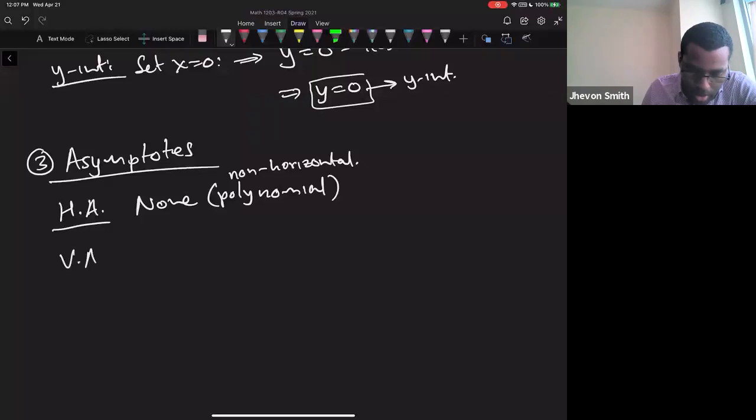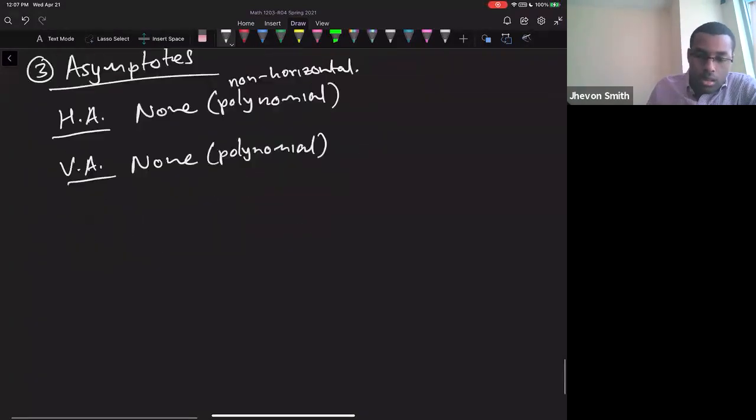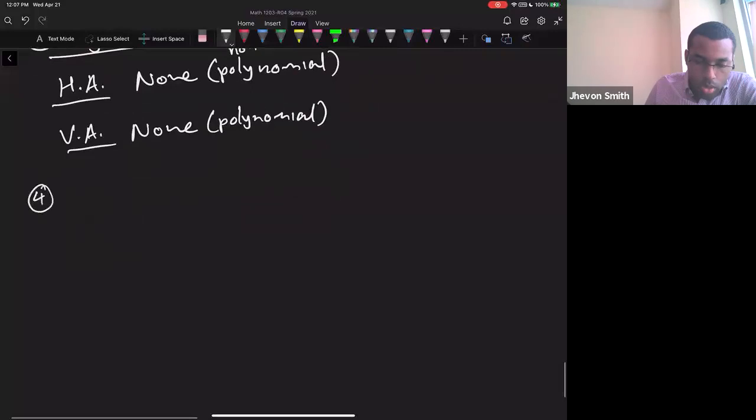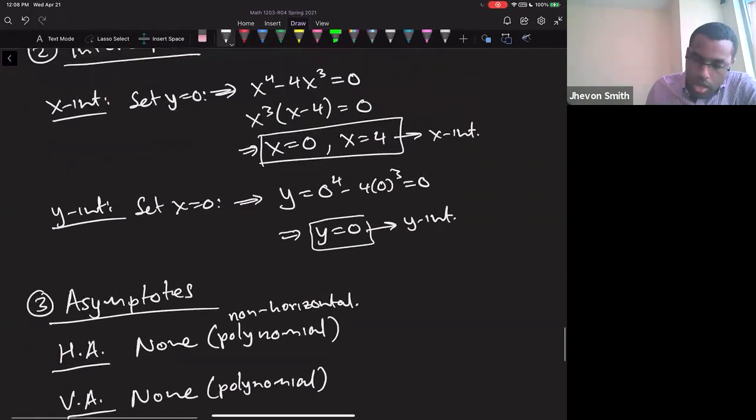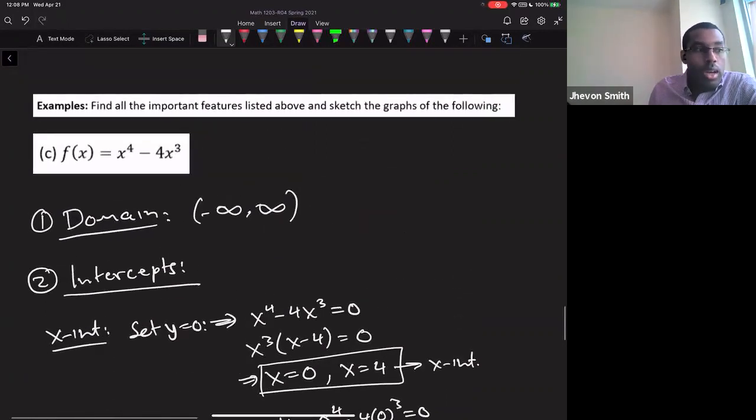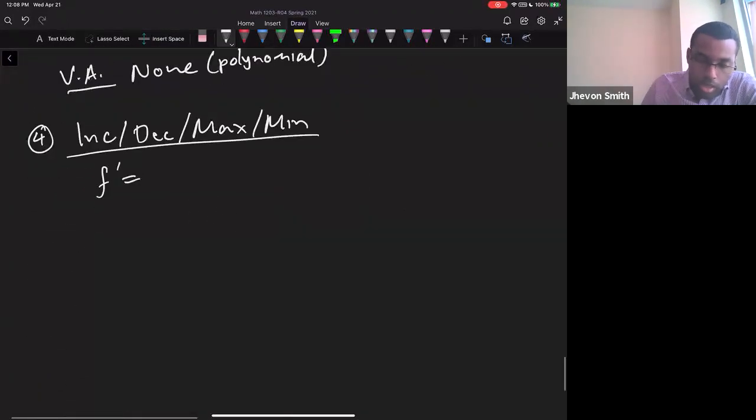Vertical asymptotes, again, none. It's a polynomial. Moving on, 4. We're going to do increasing, decreasing, maximum, minimum. We're going to use the first derivative test. We're going to find the first derivative of x to the fourth minus 4x cubed. So that's going to be 4x cubed minus 12x squared. Now you're going to find the critical points.